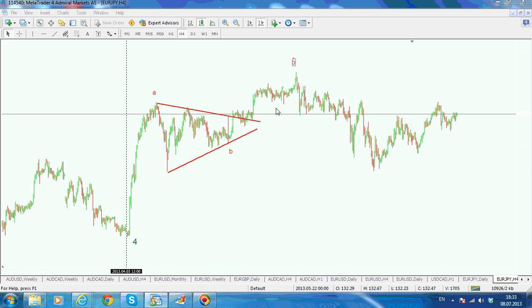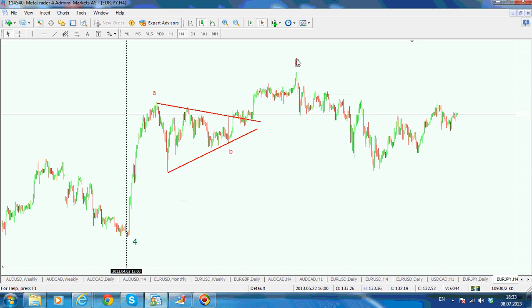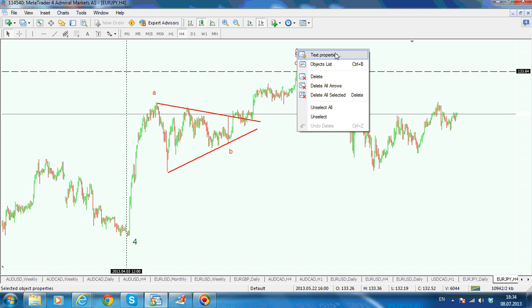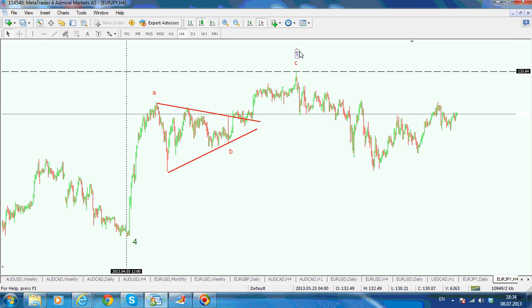Now because we have a 3-wave structure A, B, C that makes a new high here on the 133.8, it implies that this is only the end of the first wave, because 3 waves we have only in the case of leading diagonals. So it should be only the end of the first wave out of this degree, and then most likely this is a second wave out of this degree.